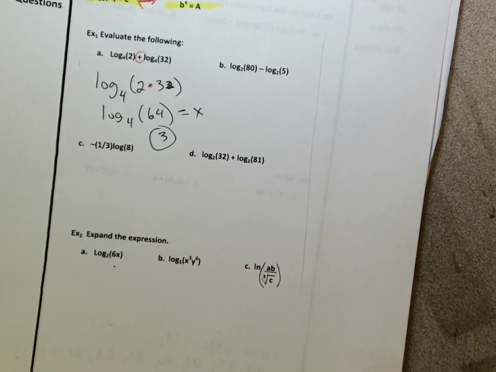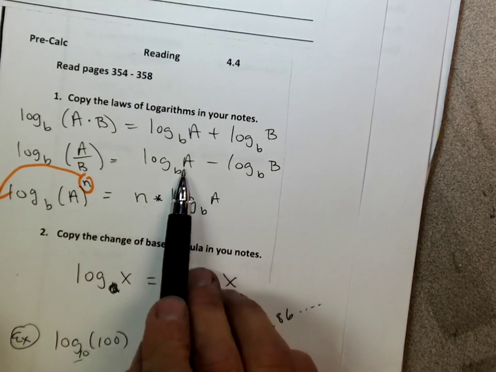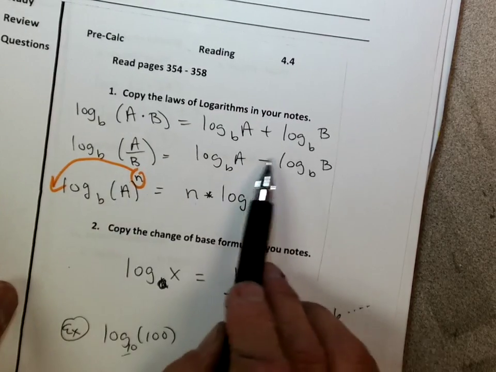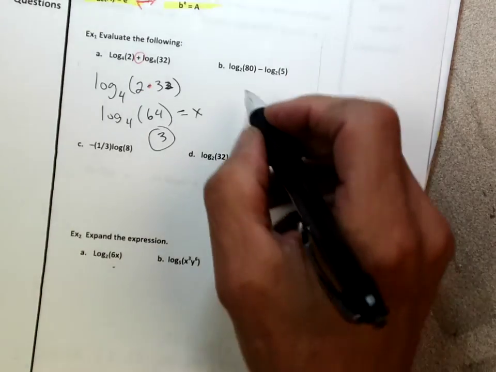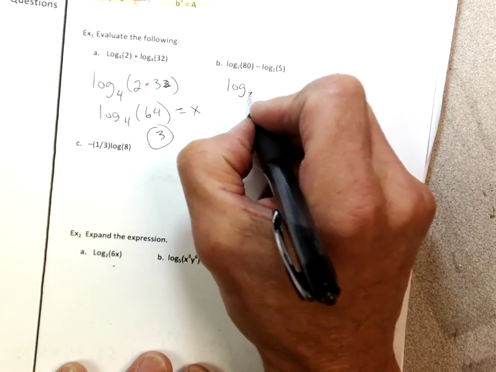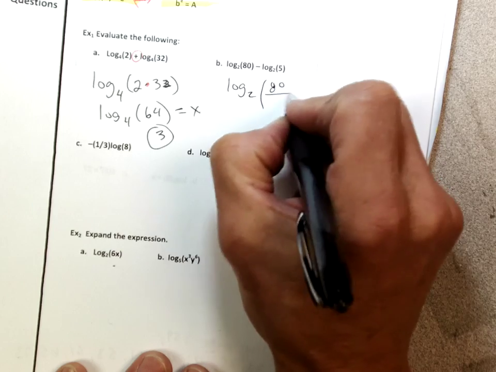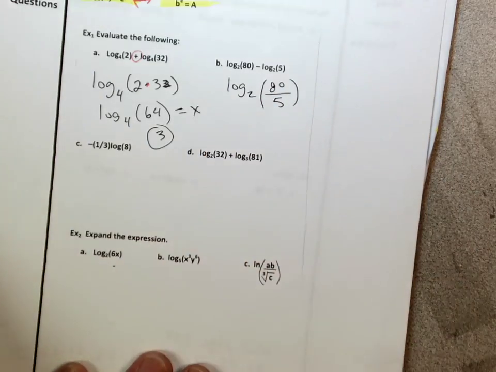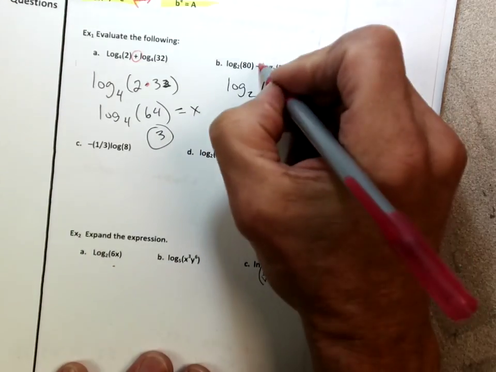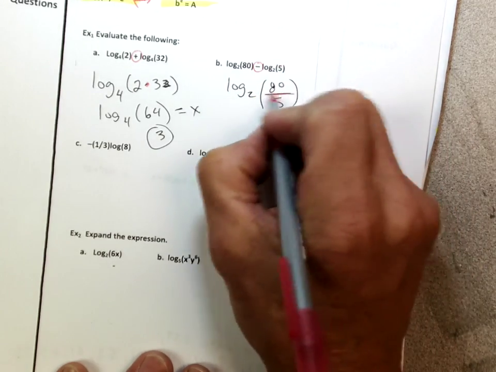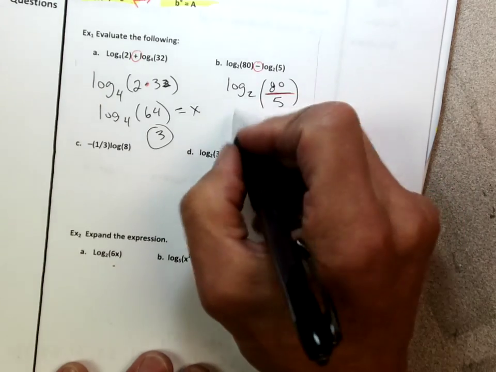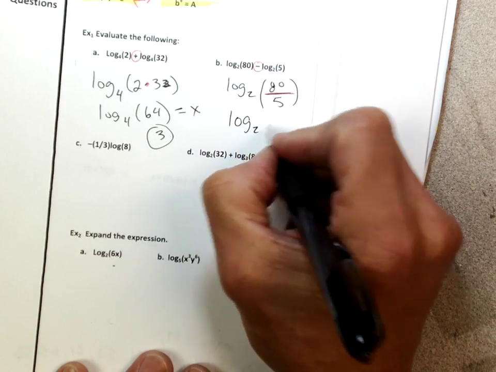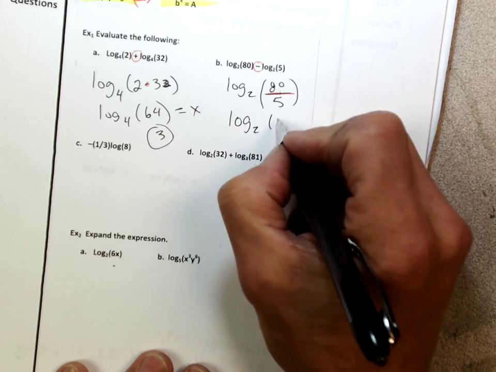Okay, B, let's apply the other rule. So the other rule is when I subtract them, okay? So if I go log of A minus log of B, I'm going to bring it together. Instead of minus, I'm going to do a division between the two. So I'm going to rewrite this as log base 2 of 80 divided by 5. So the subtract between the two logs, when I bring it together, I'm going to divide, okay? So let me rewrite that. That's going to be log base 2, 80 divided by 5 is 16.